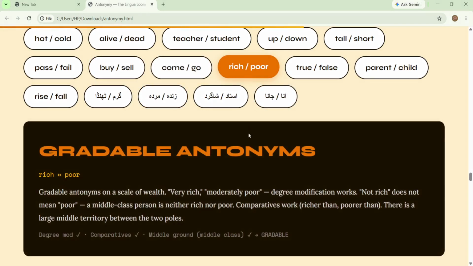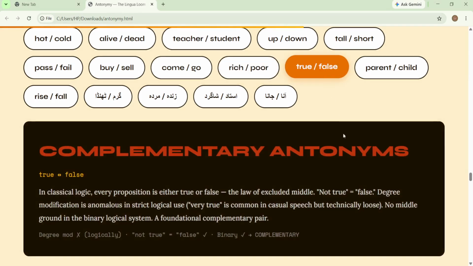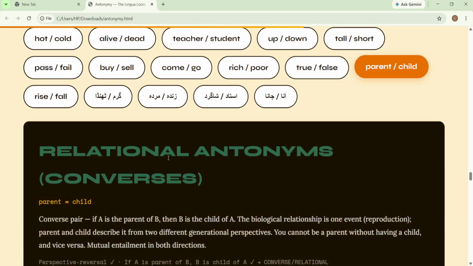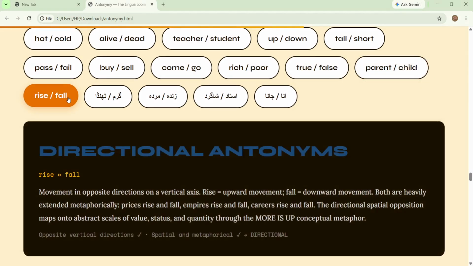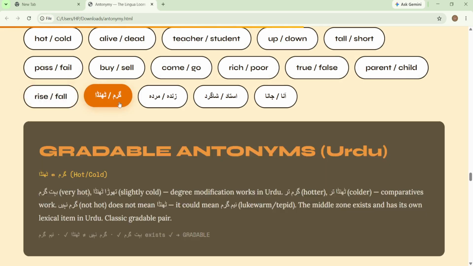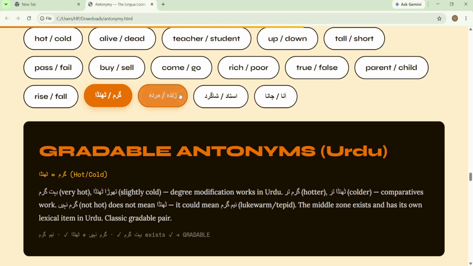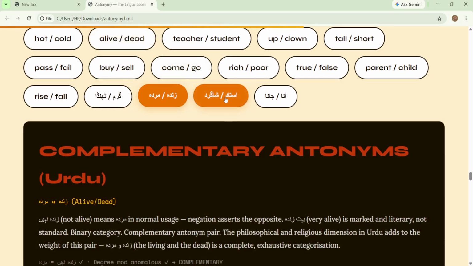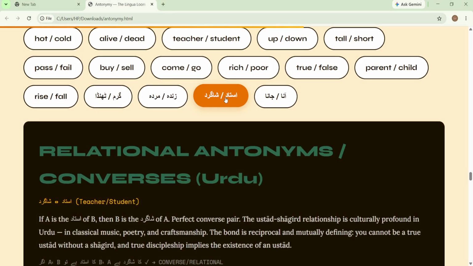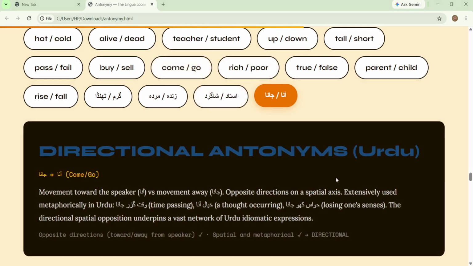Then rich, poor, gradable. Someone is very rich and moderately poor, so these are grades. Then true, false, complementary. If something is true, then the other must be false. Parent, child, relational. Rise, fall, directional. Movement is in the opposite direction, downward movement. Then garam, thanda, gradable, again like hot and cold. Zinda, murda, alive and dead. Ustad, shagird, it is like this, teacher and student. Then aana, jaana, come and go, is this.